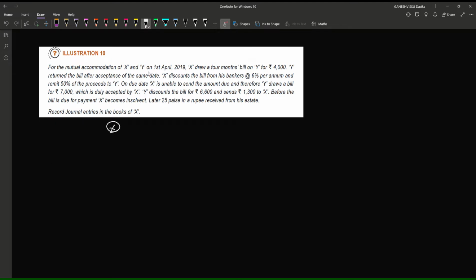Let us start. What happened in the first case? X and Y are there, and X drew a 4 months bill on Y for rupees 4000. On 1st April 2019, X would record: Bills receivable account debit to Y account for 4000 rupees, being bill drawn and acceptance received. Actually, not acceptance received, being bill drawn for mutual accommodation.